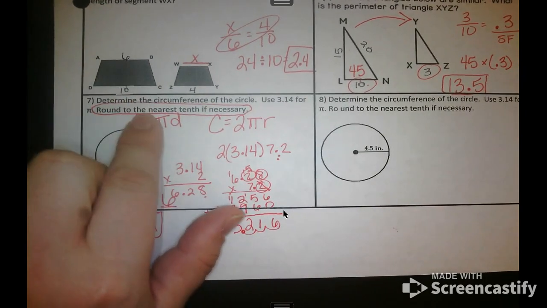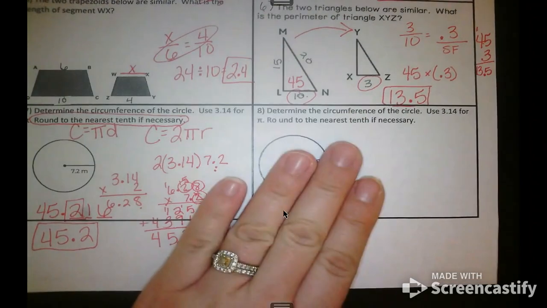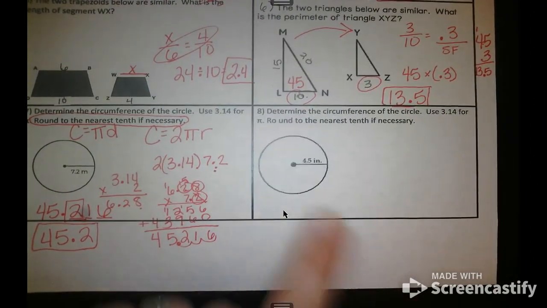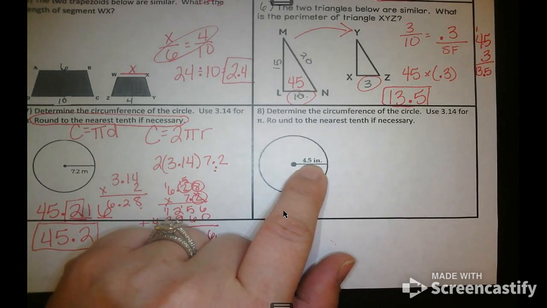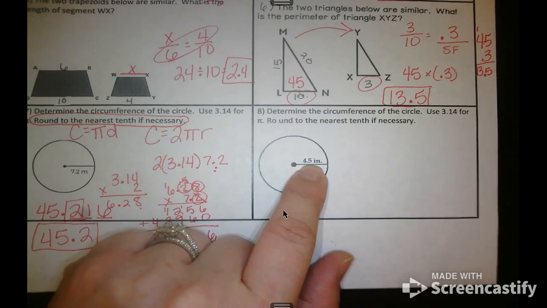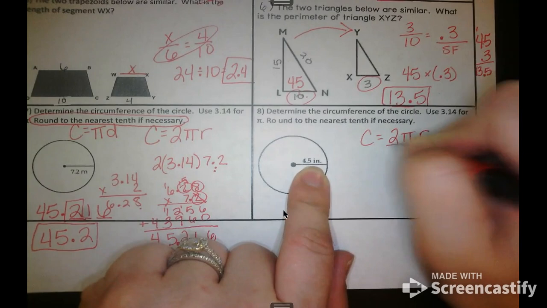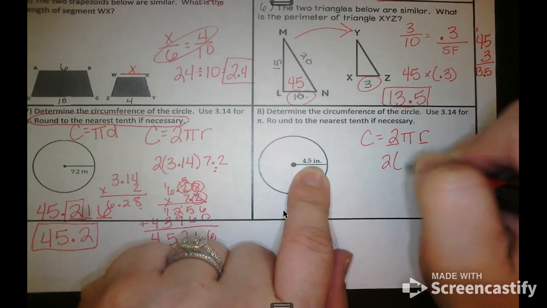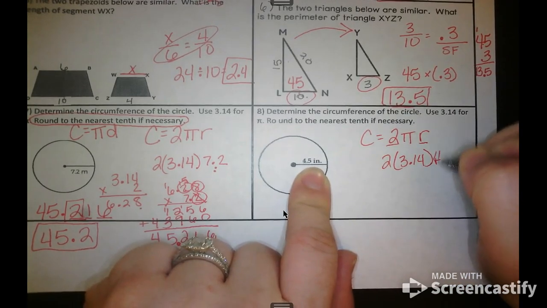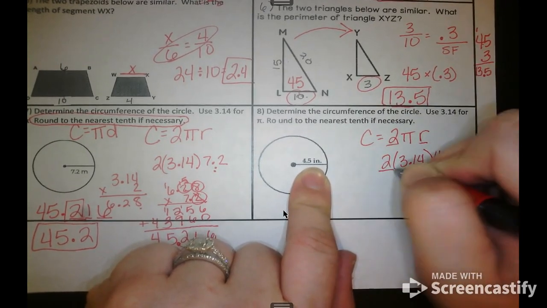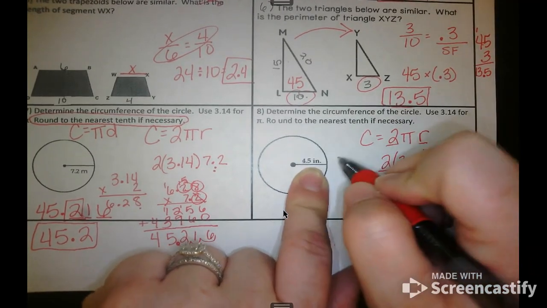Y'all gotta make sure you read the whole problem. Okay. All right, so I'm doing the exact same thing here, right? But what's 4.5 times 2? What happens when you double 4.5? It gives you 9. Is that going to be easy to handle? Yeah. So should you have probably done that one first? Yeah. Okay, so 4.5 times 2 is 9, and then I just have 9 times 3.14.